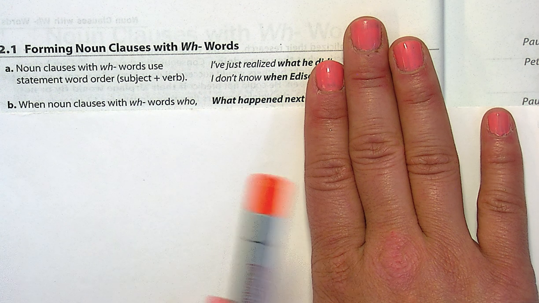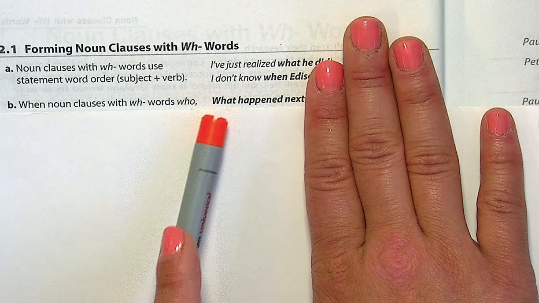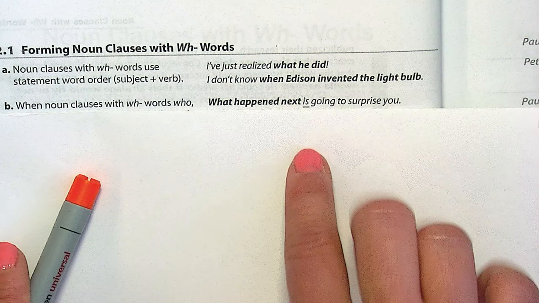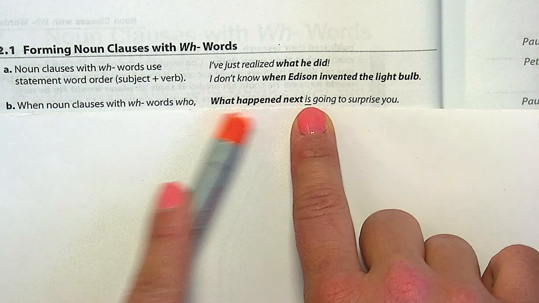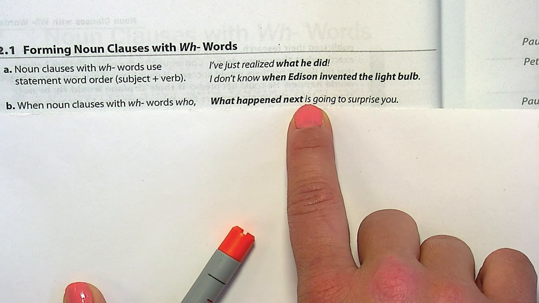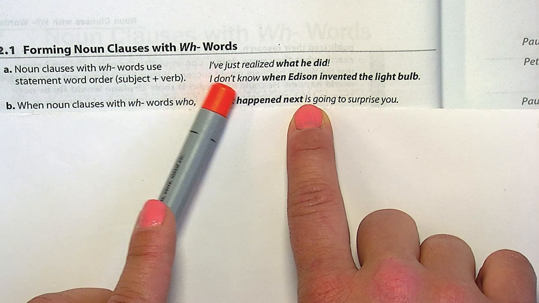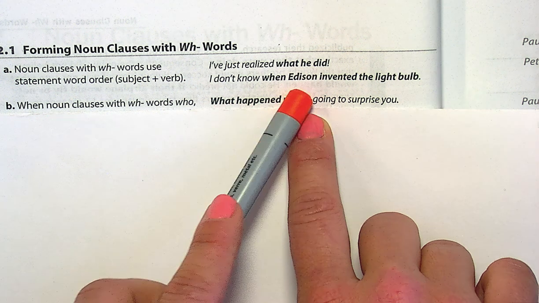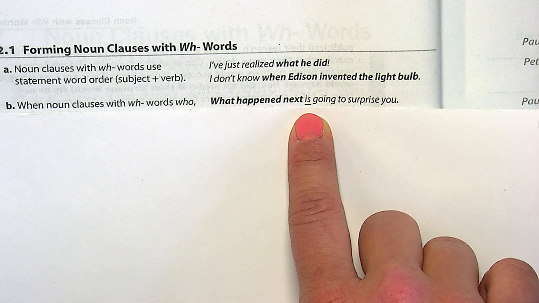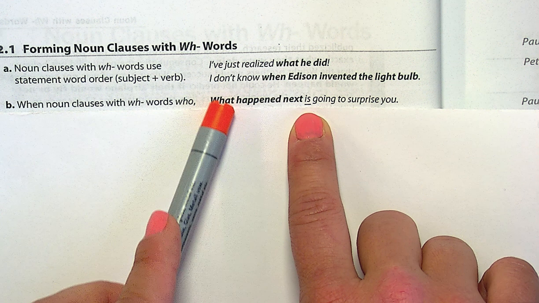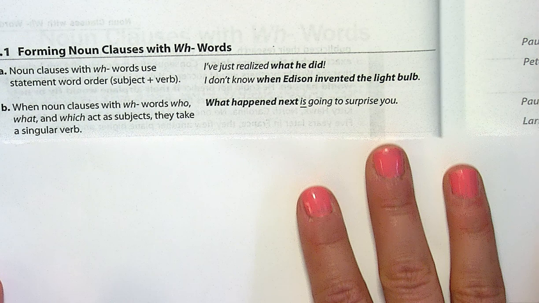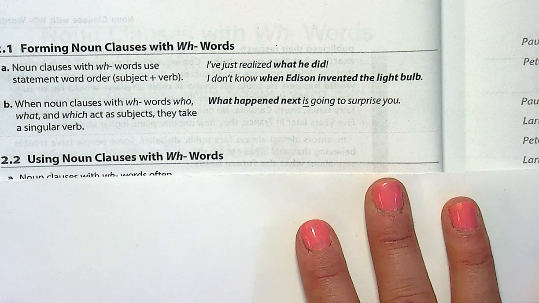What happened next. This is our noun clause. It's working like a noun. And this whole thing is the subject for the verb is. When you have a WH word noun clause that is in the subject place before your verb, you need a singular verb because this thing is a singular noun clause. Let's look at 2.2.